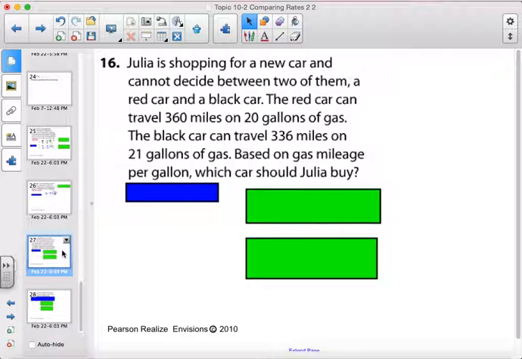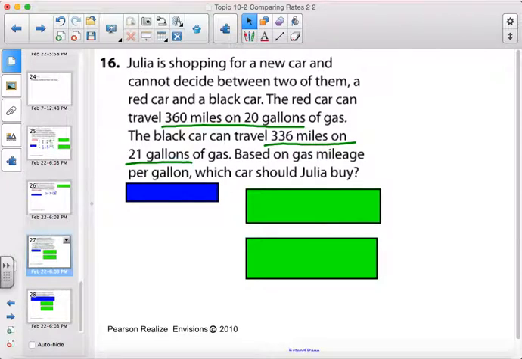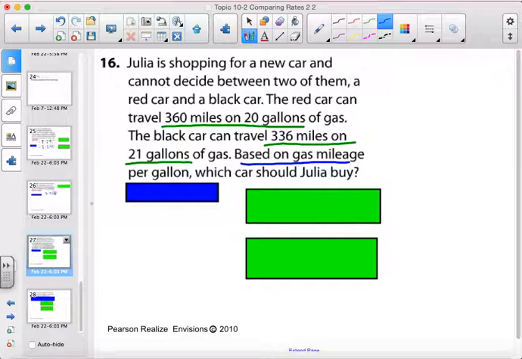All right, here's a classic example of a good problem. Julia is shopping for a new car and cannot decide between two of them, a red car and a black car. The red car can travel 360 miles on 20 gallons of gas. The black car can travel 336 miles on 21 gallons of gas. Based on gas mileage per gallon, which car should Julia buy? So again, what we want to do is find miles per gallon to answer this problem.